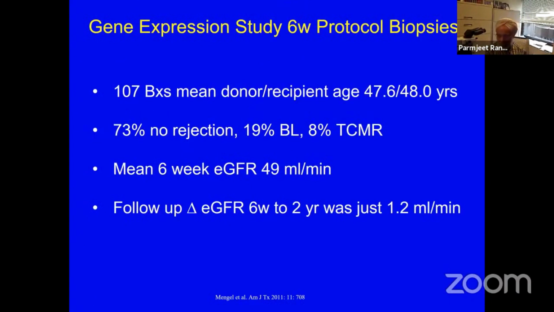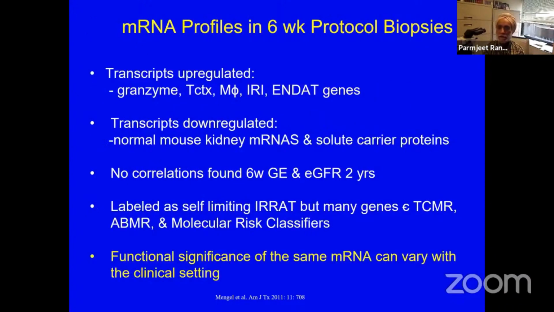There are some other studies, I think, which I can skip very quickly. They tried to correlate 6-week protocol biopsy gene expression profiles with subsequent outcome. They were not successful, even though these genes have achieved success in diagnosing ABMR and in making molecular risk classifiers, which illustrates the fact that the functional significance of the same mRNA molecule can vary depending on what clinical setting you test it in.